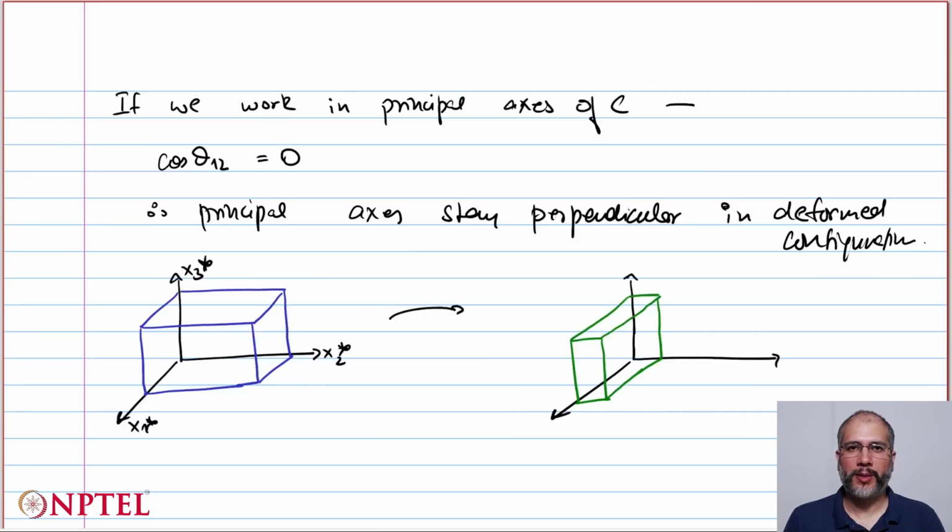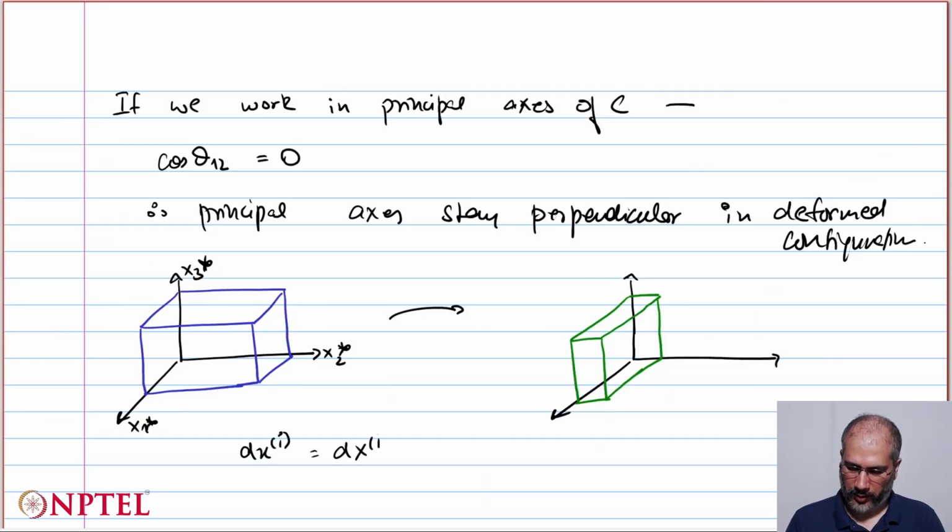So if this volume element, which is oriented along the principal directions of C, gets deformed, then it is only allowed to stretch but not shear. Of course, it can rotate as a whole, but we're not interested in that. So if I try to relate the volumes in the deformed to the undeformed configurations, first I'll have to find out d small x i's.